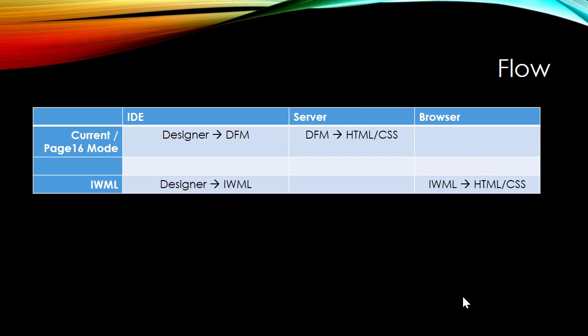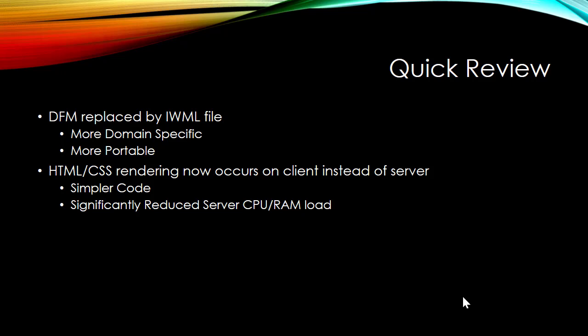And it's significant per user, but when you multiply it by hundreds or thousands of users, it really has a huge impact on your server and allows you to use servers with less power to deploy your applications or handle more users on the given server. So a quick review: the DFM is replaced by an IWML file. It's more domain specific, it's more portable. The HTML CSS rendering now occurs in the client instead of the server, providing simpler code, easier debugging, and significantly reduced server CPU, RAM, and bandwidth load.